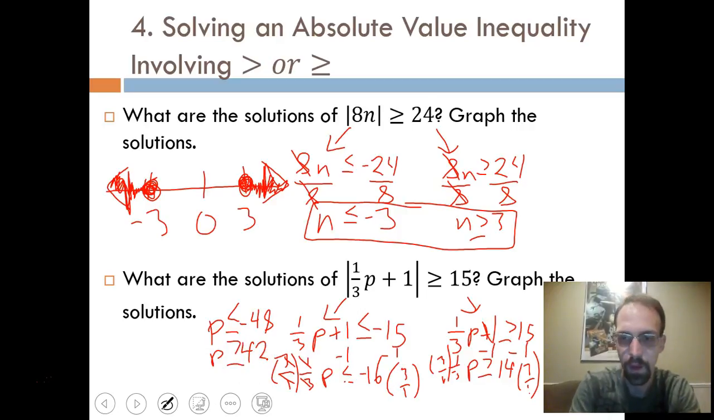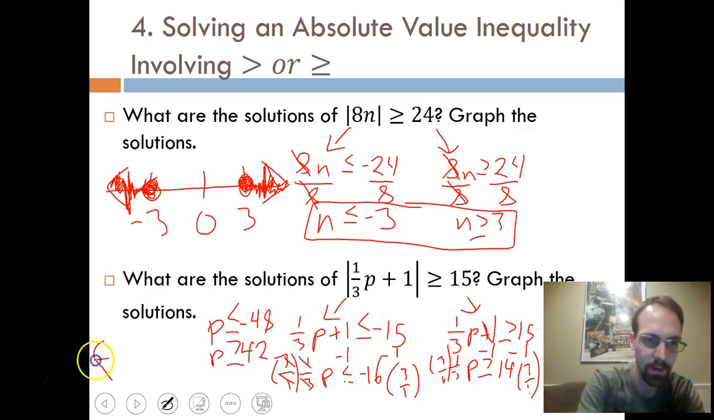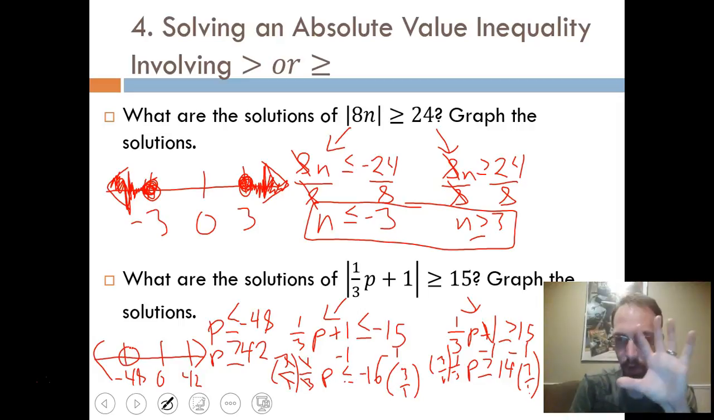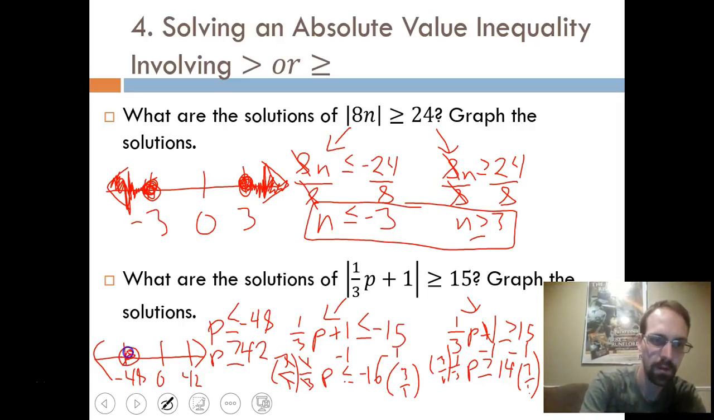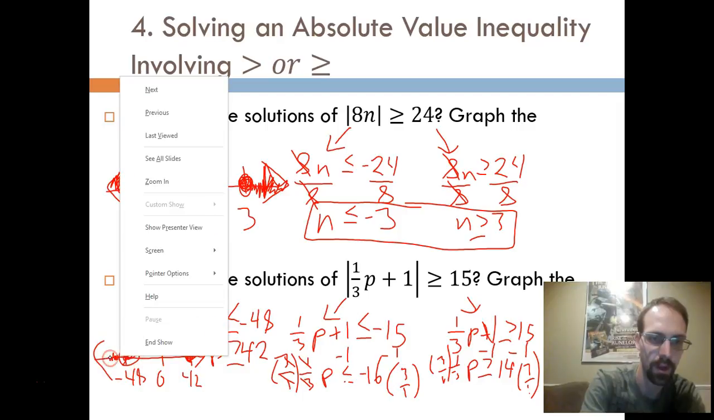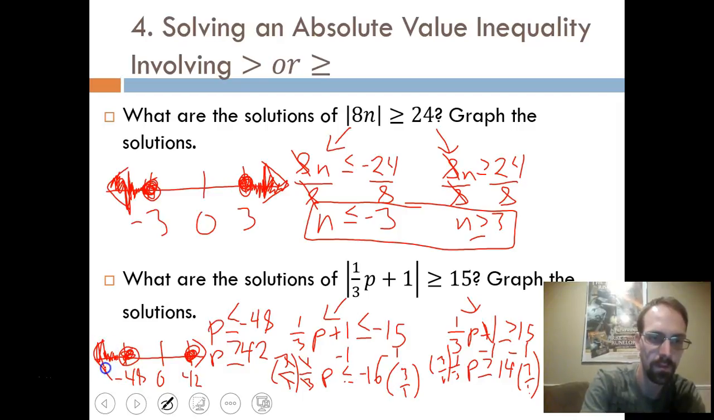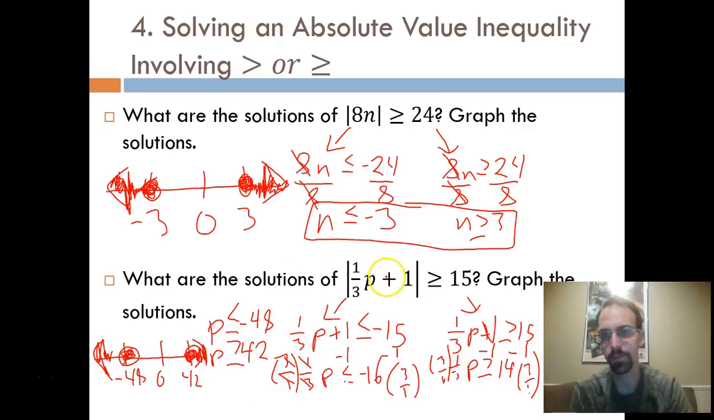So if I graph this on my number line, I got negative 48, 0, and 42. If I shade, they're going to be open or closed, open or closed, closed, good job. Fill in, fill in, and then we're going to be shading less than negative 48, so that's going to be this way, and then greater than 42, so that's this way. Bam, we did it. All right.